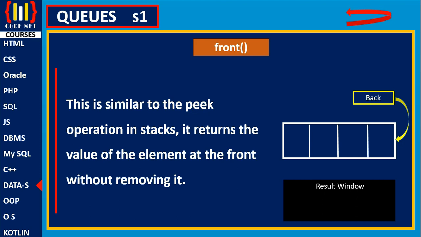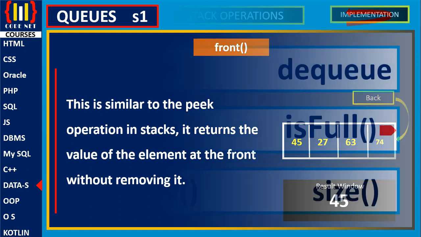from the actual queue. A queue, I mean, it's a normal queue, you line up. So let's say we have elements 45, 27, 63, and 74. If we were to implement the operation of front, so if we say front should be printed out, then definitely we'll see 45. That is the element at the front, and it won't be deleted from the queue. So this is front as an operation when it comes to queues.